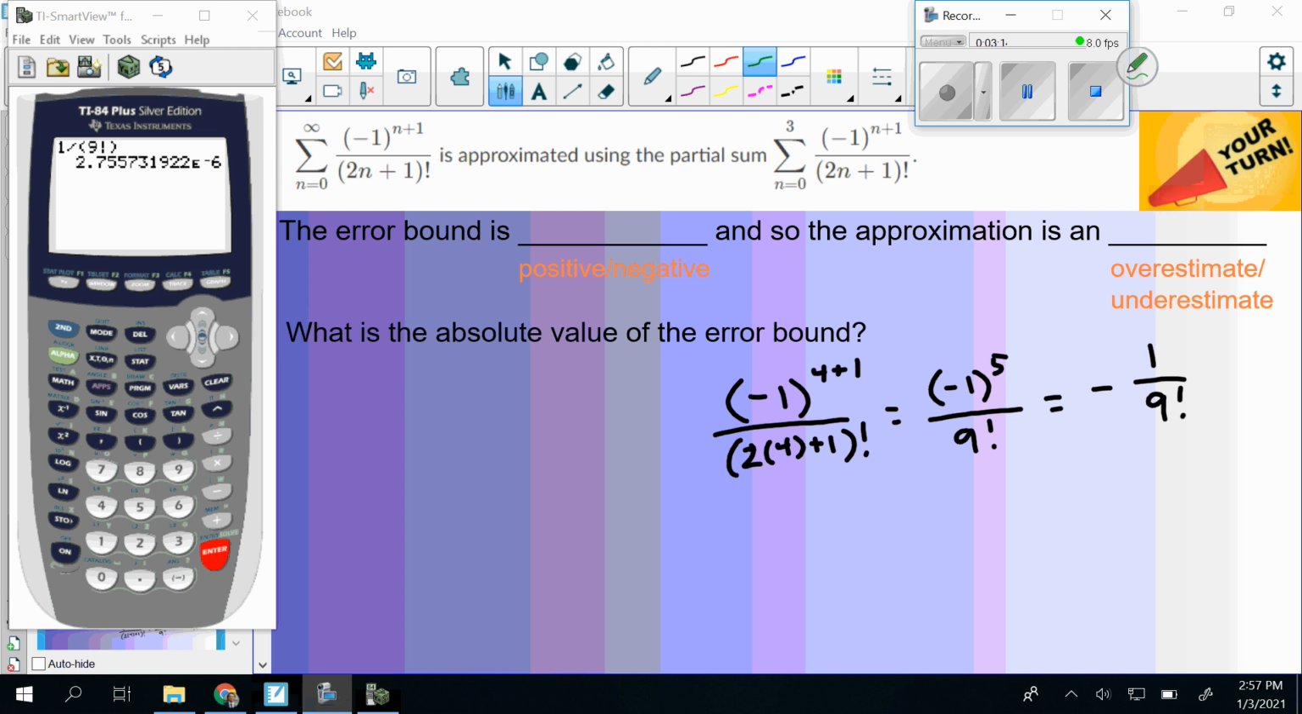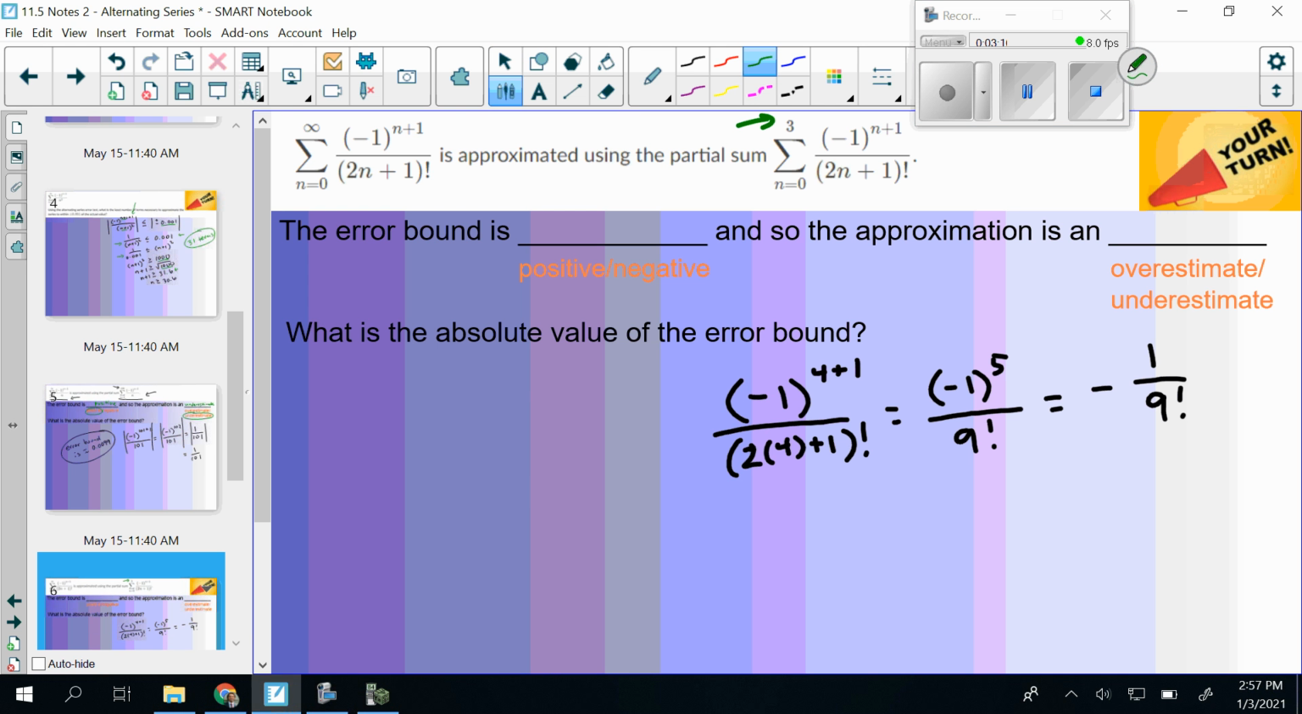All right, hopefully you've had a chance to try this. You can see here that this is the sum to 3, so we want to use that next one. So we want to use an n of 4 here. Place 4 in for the n, which means we're going to have (-1) to the 5th power over 9 factorial, which is going to end up being a negative value here. So our error bound is going to be negative. And so that means our approximation here should be an overestimate of the actual value.